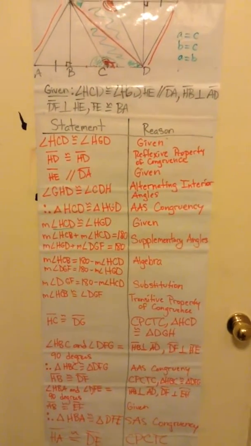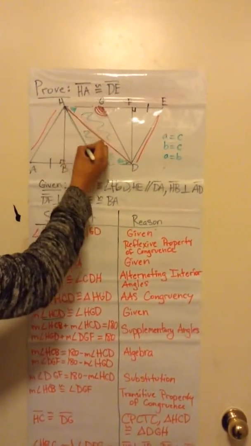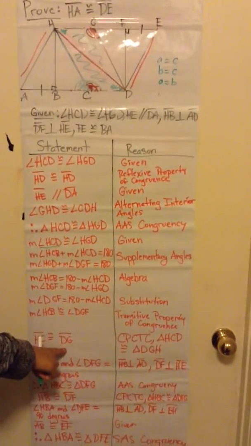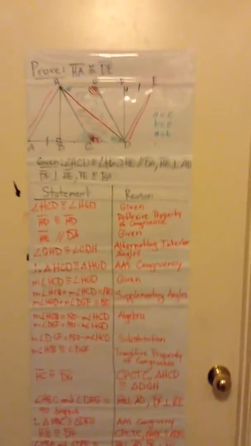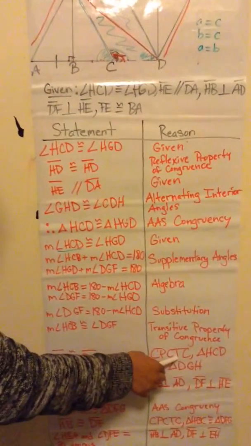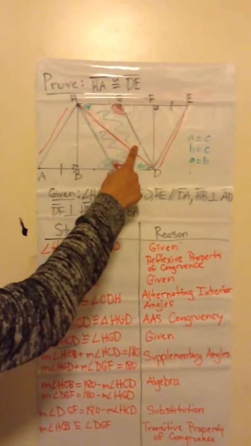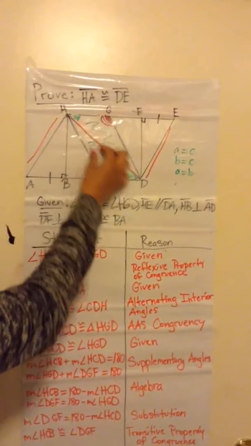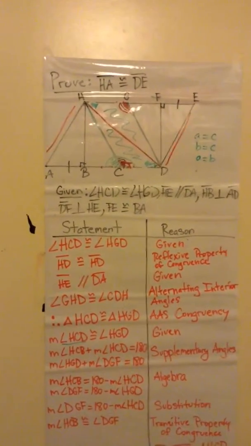So now we can say that line segment HC right here is congruent to line segment DG because of CPCTC. CPCTC just means corresponding parts of congruent triangles are congruent. And that means, since we know that these two triangles are congruent, automatically every part of these triangles must be congruent.